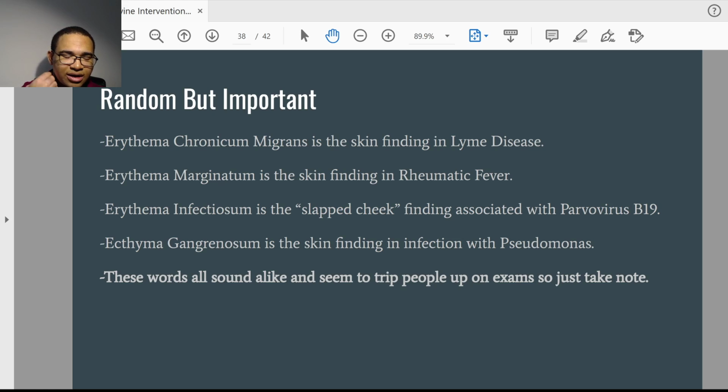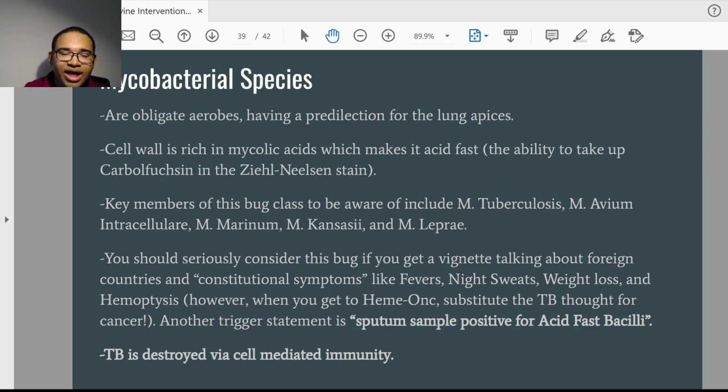That's almost like the eschar that is associated with Pseudomonas, okay? So that's something to just, again, kind of keep in mind. Now, TB, right? So the mycobacterial species, I think, is probably the last thing I'm actually going to focus on today. Yeah, we're at slide 39, so we're almost done here.